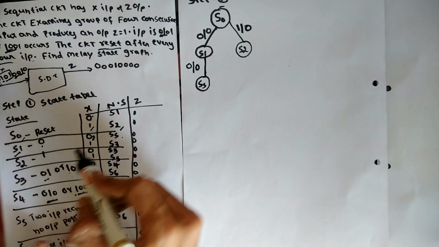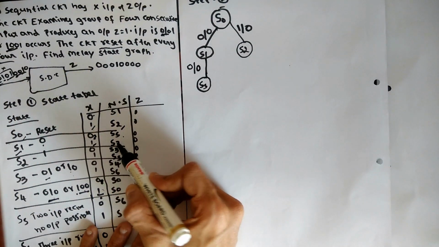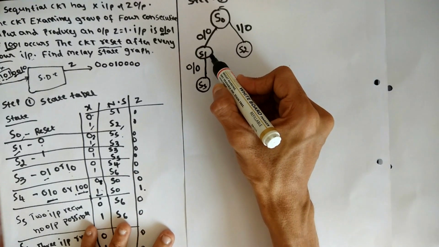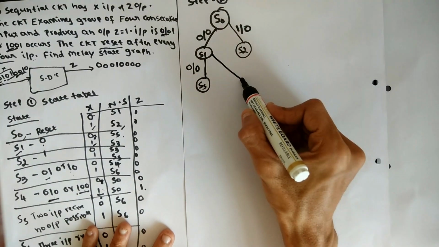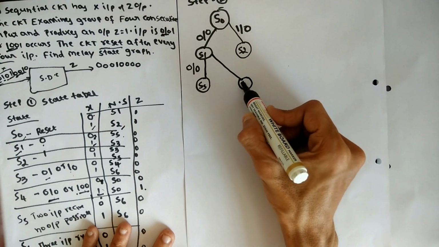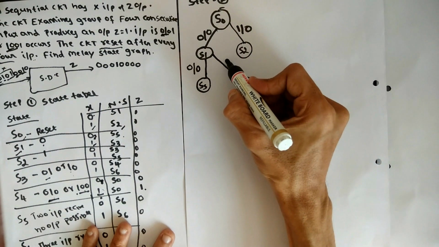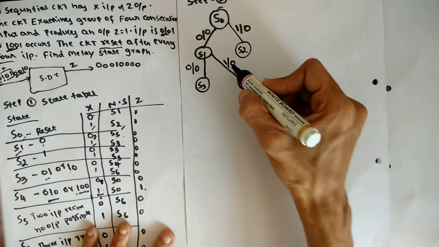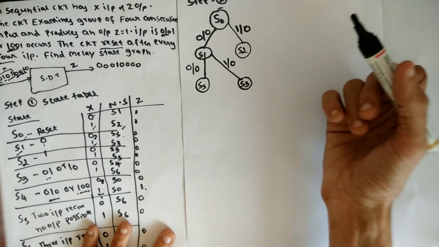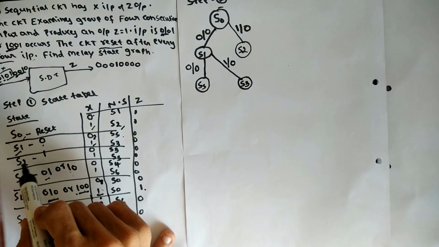Similar way, S1 when 1, we are moving to the S3. So we can make something like that. We can draw like this here, and this is something called S3. And here we can make 1 bar 0, because when S1 is 1, it is going to S3, and that time Z is 0 only. And then come to the S2 value.